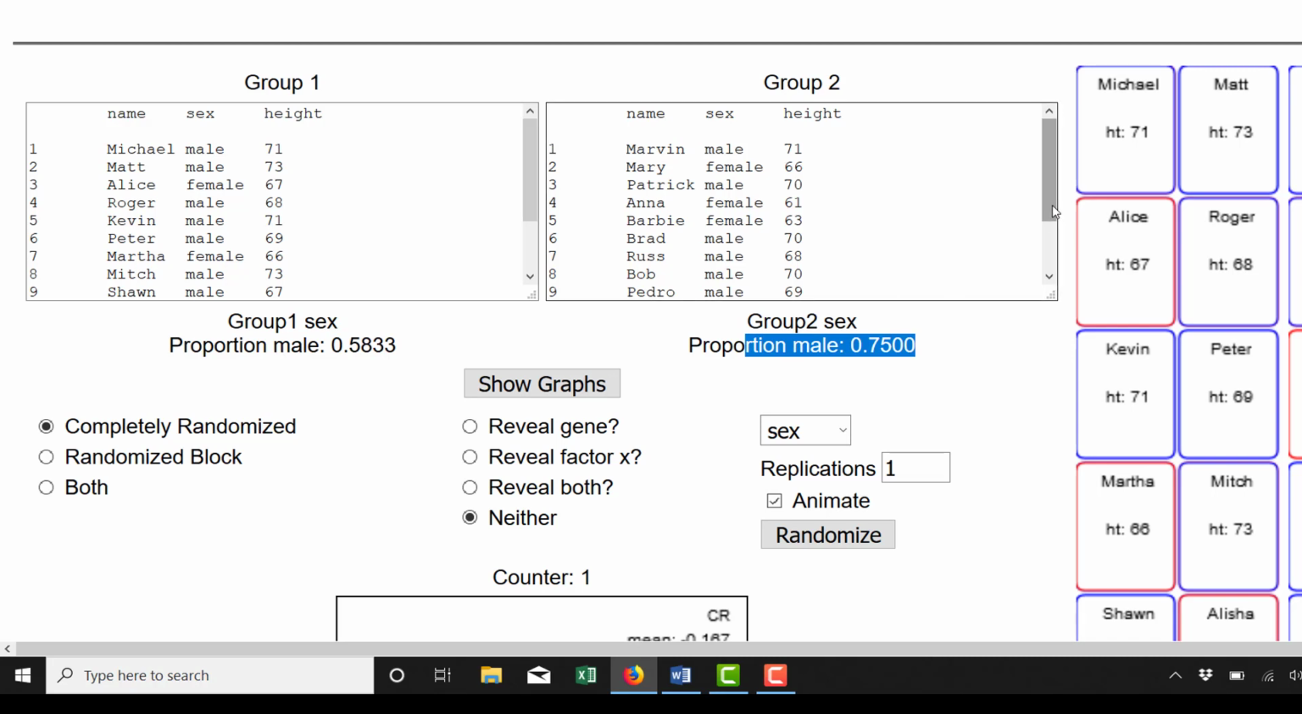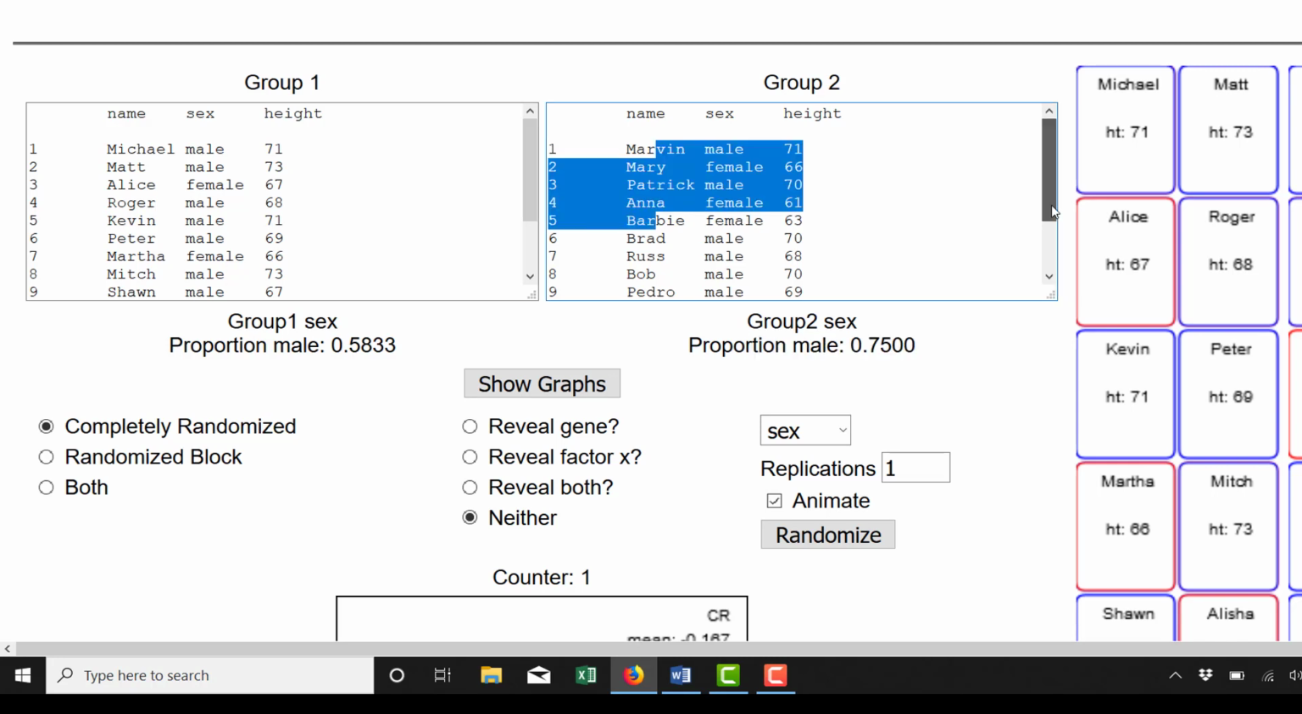Remember, we were expecting about 2/3 male in group 1 and about 2/3 male in group 2. That would be 66.7% males in each group. We didn't get that exactly. We got 58% and 75%.